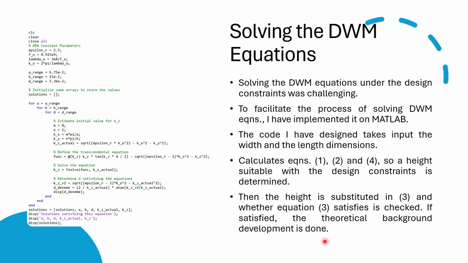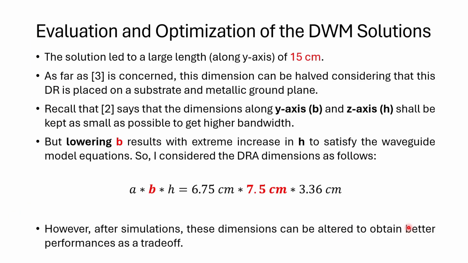DWM equations are not easy to solve on paper, so I programmed them in MATLAB to solve them, given in the left figure. This code first calculates equation 1, equation 2, and equation 4 to determine a height for a wide bandwidth. Then, this height value is substituted in equation 3 and whether equation 3 is satisfied is checked. If it's satisfied, then the theoretical background is completed. The solution ended up with a large length of 15 centimeters. As far as the third reference is concerned, the dimension can be halved.